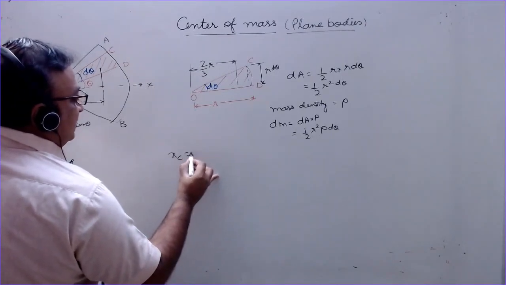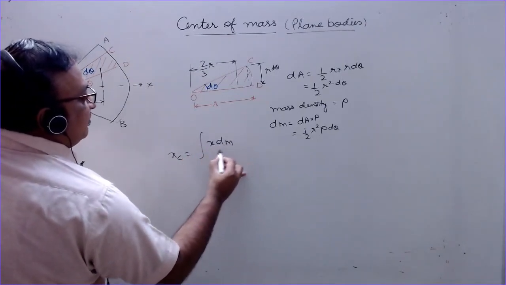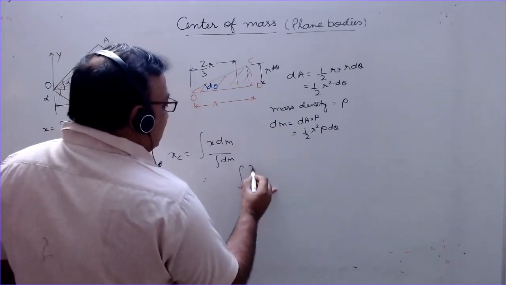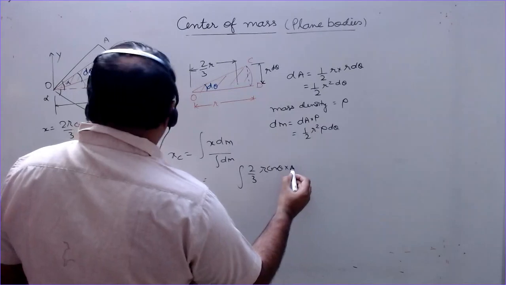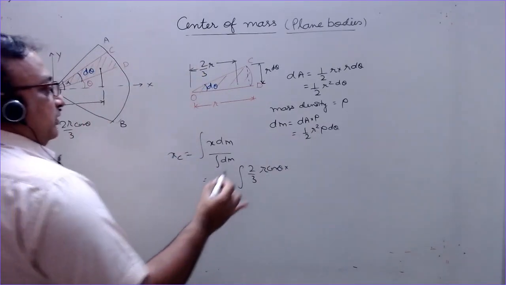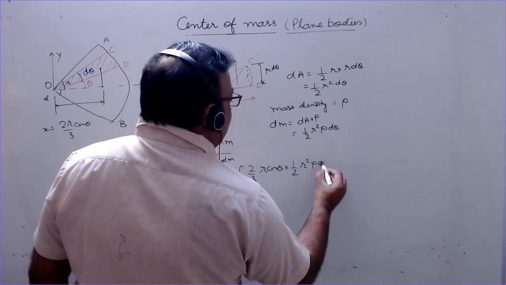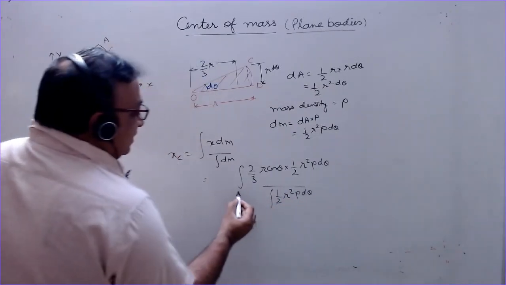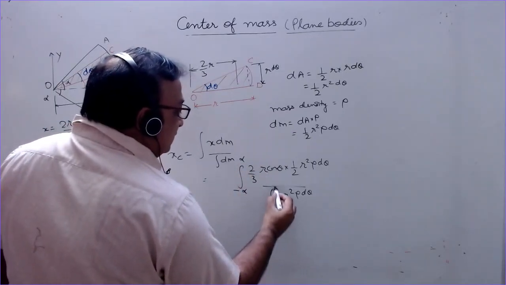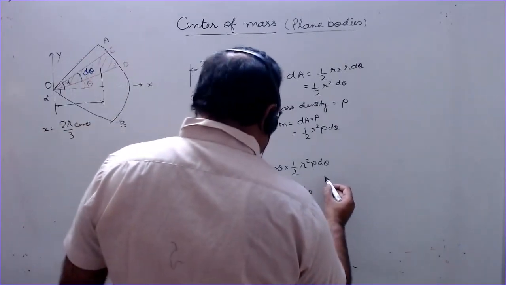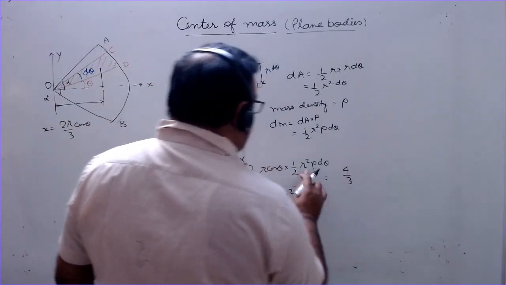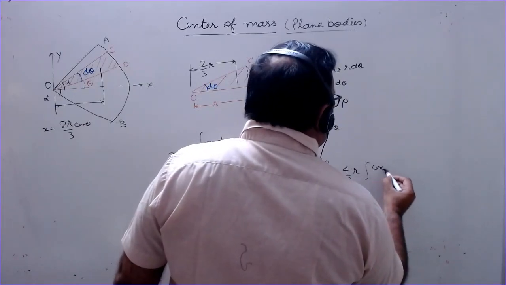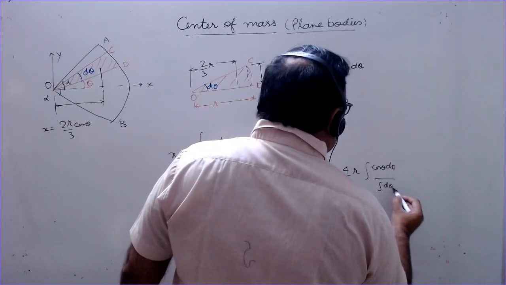So the center of mass is given by integral x dm by integral dm. Putting the mass value here, x is 2 by 3 r cos theta into dm, half r square rho d theta, by integral of dm, half r square rho d theta. Theta is a variable varying from minus alpha to alpha. r and rho are constant, so they can be taken outside. So this becomes 4 by 3 r cube, and here we have r square, so rho is cancelled. Integral cos theta d theta by integral d theta, with limits minus alpha to alpha.